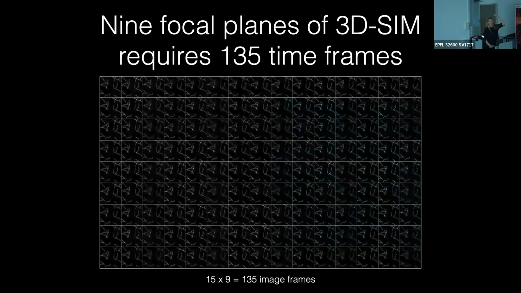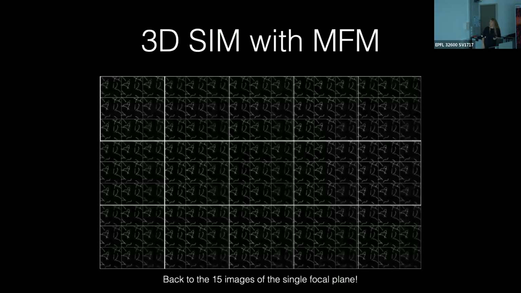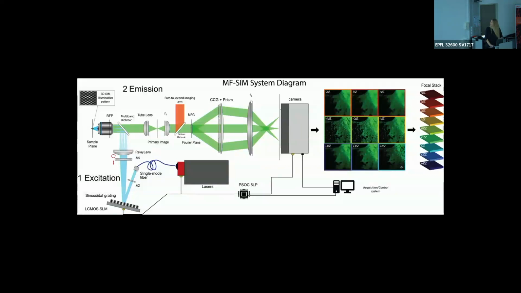So if you want to do 3D imaging in SIM, for example of that synaptonemal complex, if you want to label some proteins between those two sister chromatids and look at the dynamics, for 9 focal planes, you need 135 time frames. That's a lot. So of course we put SIM and multifocus together and made the multifocus SIM microscope so that you at least get the 3D information in one go. And this is what that system looks like. It's very simple. It's just the multifocus on the emission side and the SIM on the illumination side.